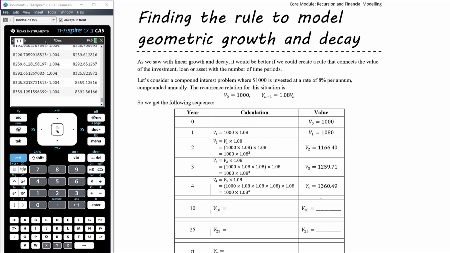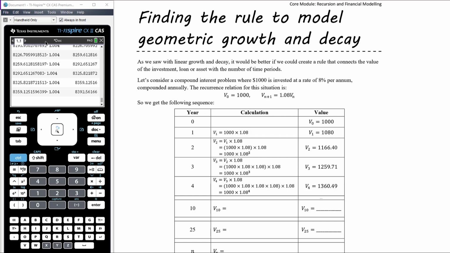Okay, so this is our second video focusing on geometric growth and decay. In terms of financial applications, that was compound interest or reducing balance depreciation. And like we did with linear growth and decay, we've looked at how we model it using a recurrence relation, but now what we want to look at doing is establishing a rule. The difference being the recurrence relation only allows us to move from 1 year to the next year.